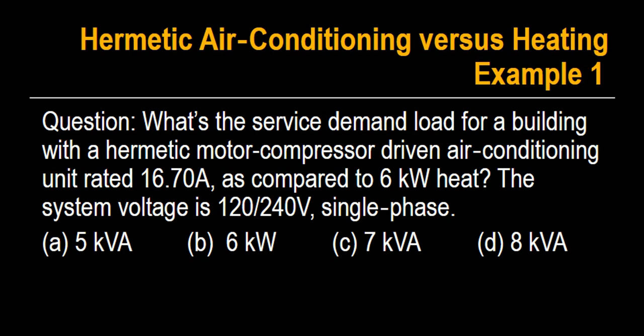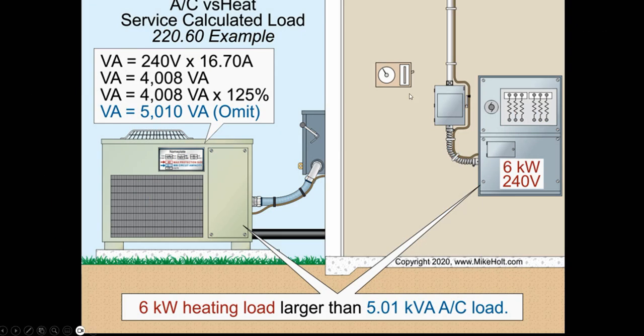So here's our example. What's the service demand load for a building with a hermetic motor compressor driven AC unit rated at 16.70 amps as compared to a 6 kW heat? The system voltage, of course, is 120/240 single phase. So 240 volts times 16.70 amps, the VA would be 4008. The 4008 times 125% is 5010 VA. So we're going to omit this one, because 6 kW at 240 volts is 6000 VA. So that is the larger of the loads.